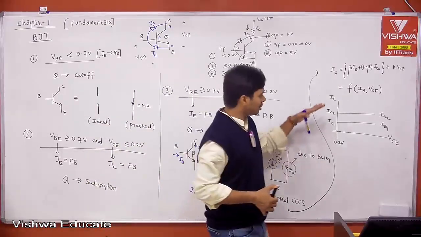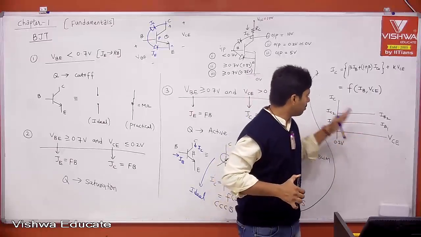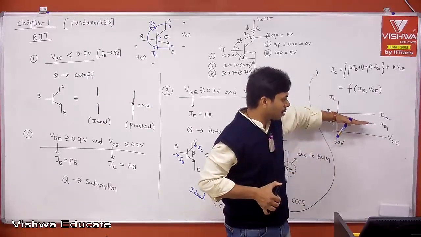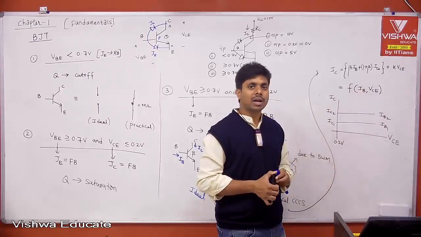If it is a constant current source, yes, that is what is expected, right? That is what I already explained. Irrespective of voltage, my IC should be constant. Yes, this is constant, but the value is controlled by IB. That's why this is a current controlled current source.